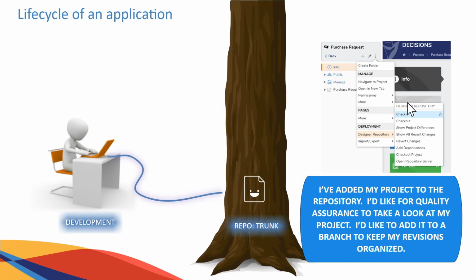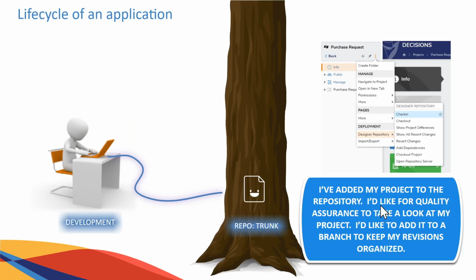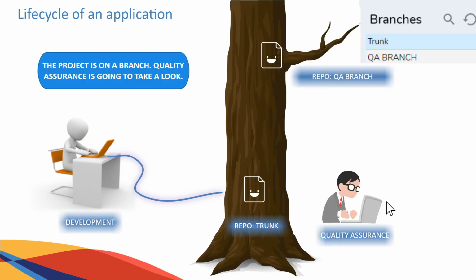Once your project is checked in, and again, that is a Designer Repository action, you might want quality assurance to take a look at that project, and you can add it to a branch to keep your revisions organized. So by moving that project to a branch, we now have a revision and an iteration that can be pulled by quality assurance.